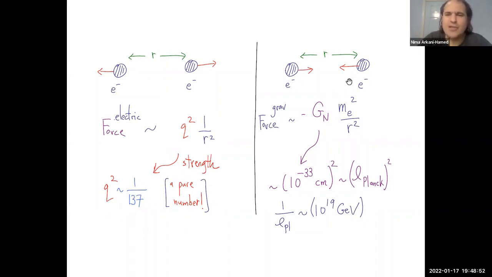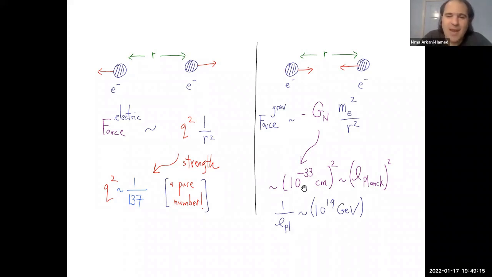On the other hand, if I look at the force between two electrons, it's G Newton times their masses over r squared. So that tells us that G Newton m squared is dimensionless, but G Newton itself has units of length squared. And in fact, that's what it is. G Newton in these natural units is 10 to the minus 33 centimeters squared. That's the famous Planck length squared.